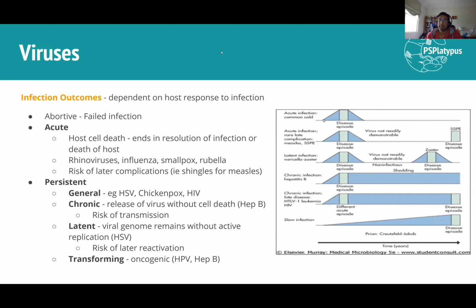And finally, we have transforming. This one is probably the worst one for you because it causes cancer, basically. Things like HPV and Hep B are particularly risky for that. Don't worry about the last one in this diagram. That's for a prion, which you might learn about later, but is not a virus.